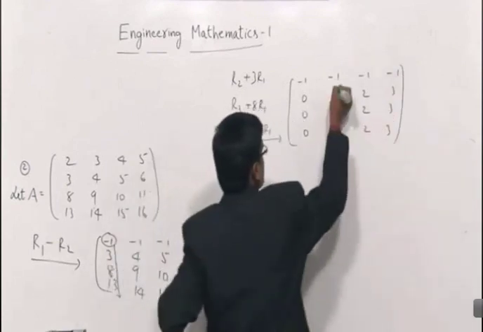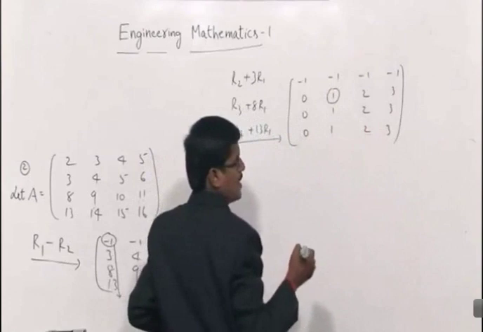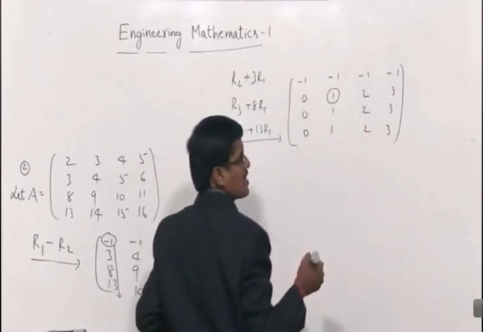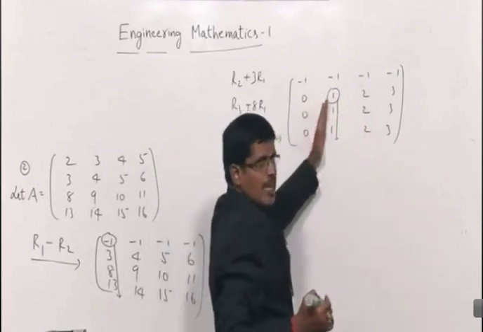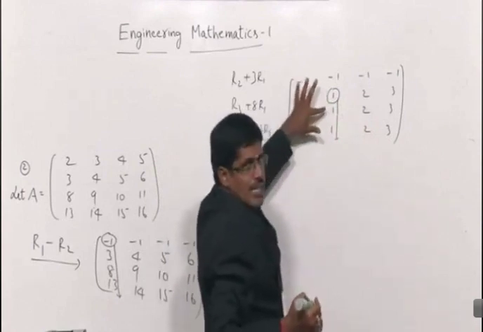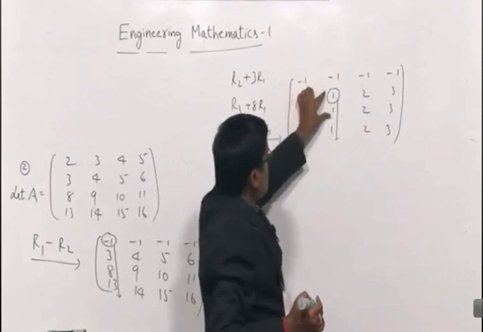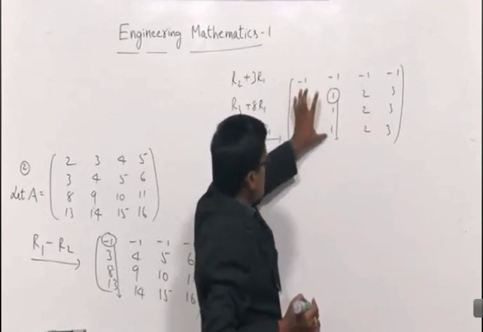Come to the second row. Where is the first non-zero element? The second diagonal element itself is the first non-zero element in the second row. Put the down arrow, which indicates the corresponding elements are to be made 0. Now in the next step, what are the operations to be done? R3 with R2, R4 with R2.